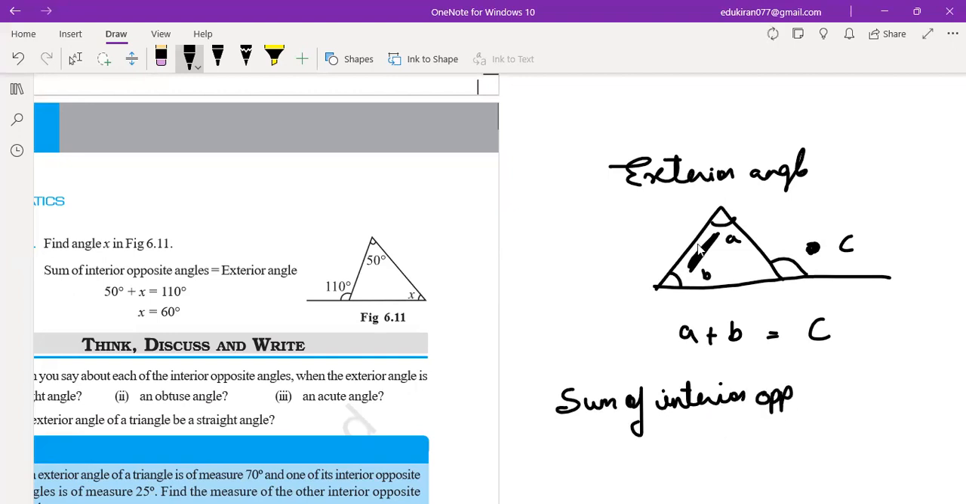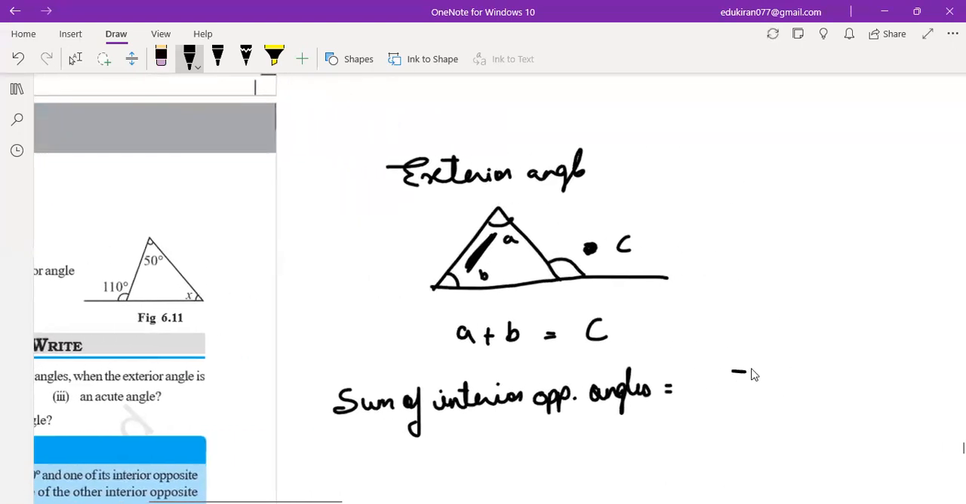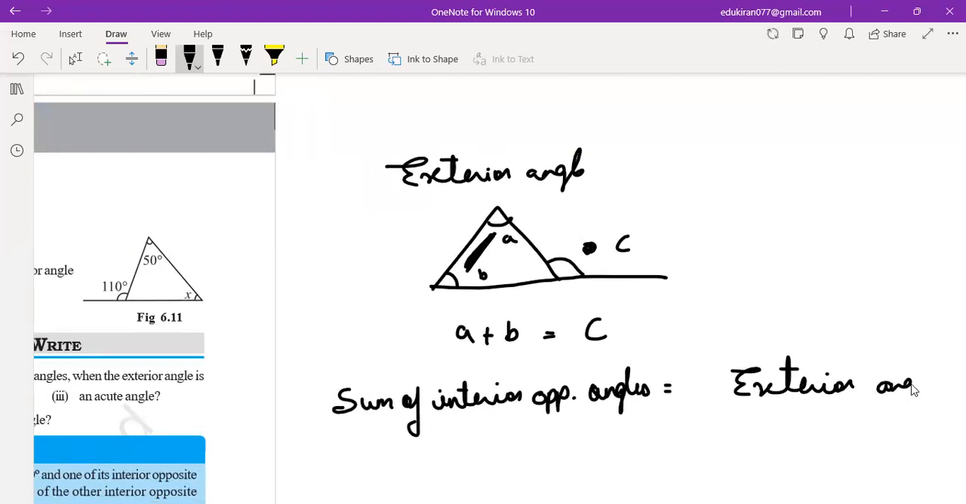The sum of interior opposite angles equals the exterior angle. Clear? Over there, you can make a diagram like this: A, B, and this C. So you will write angle A plus angle B equals angle C. This is the exterior angle property. Quickly note it down, and on the basis of this, we will solve the question.